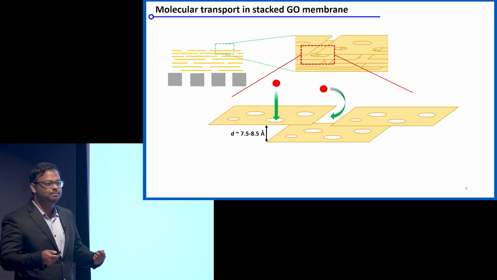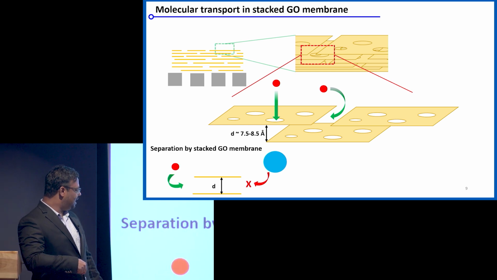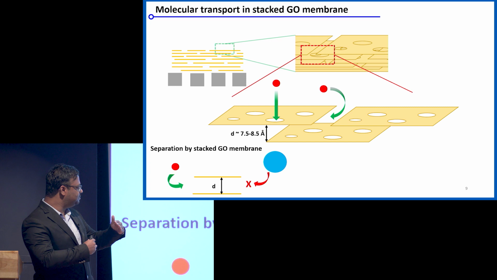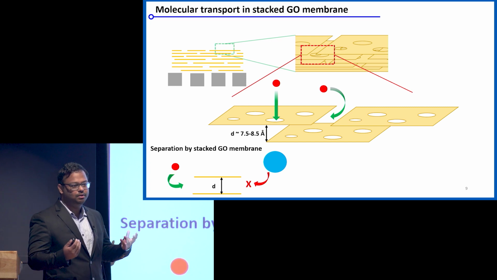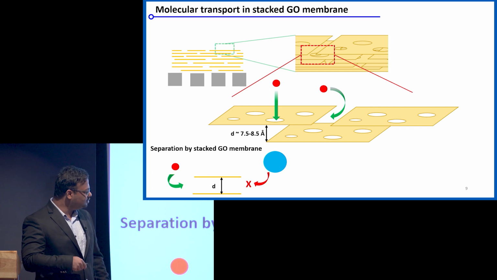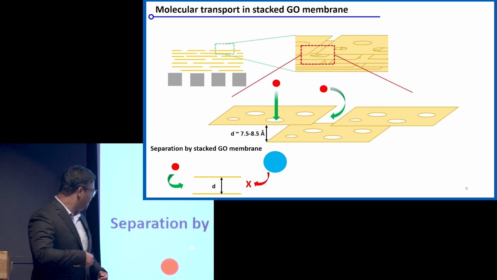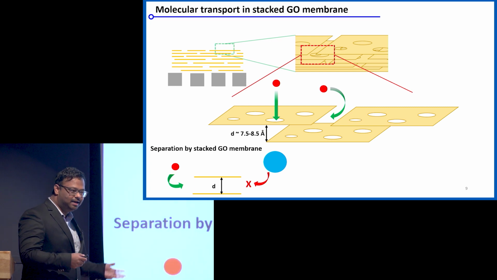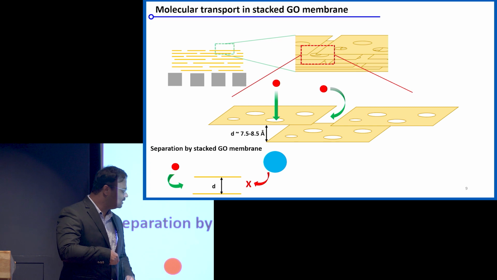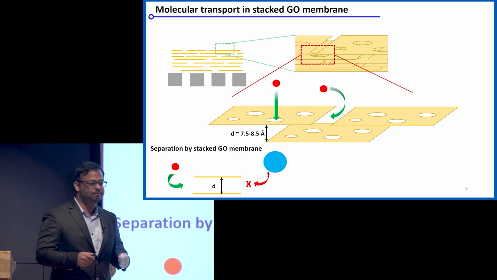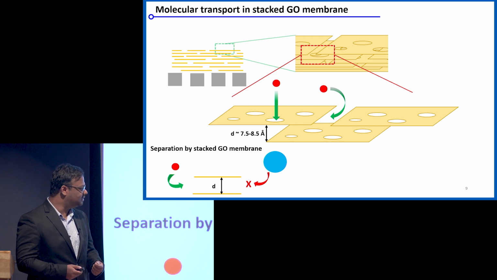So how are molecules separated by this graphene oxide membrane? Suppose you have a stacked membrane which has a d spacing, the distance between two stacked layers, of around d. If you have two molecules you want to separate, you need one of the molecules to be larger than this d spacing so that it cannot enter the membrane, and the other molecule to be smaller so that it can enter. What happens if both molecules are smaller than the d spacing? Both molecules enter the graphene oxide lamellate, so you cannot achieve any kind of selectivity.